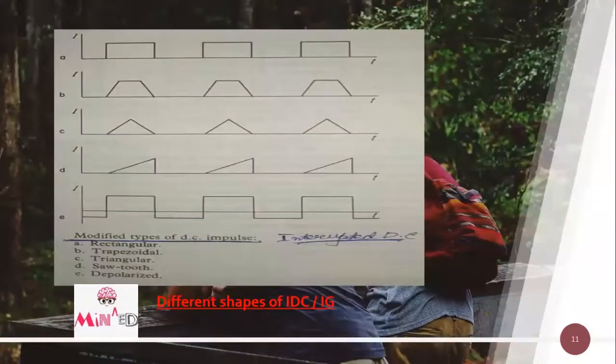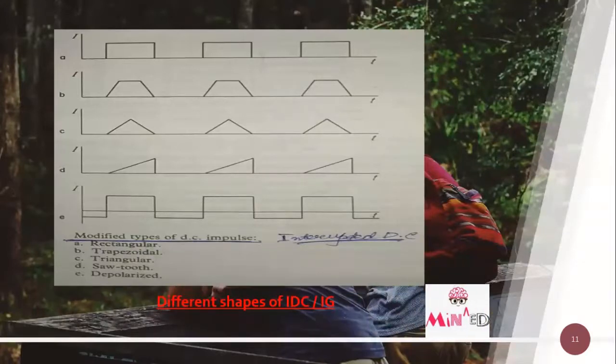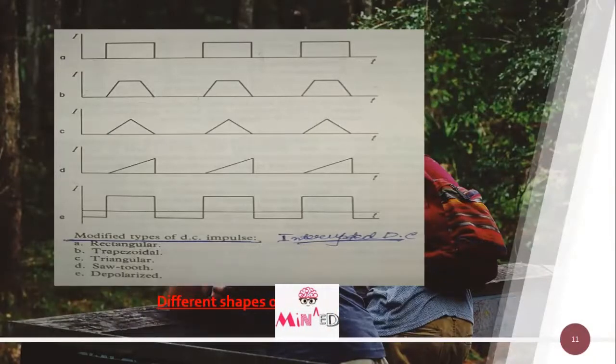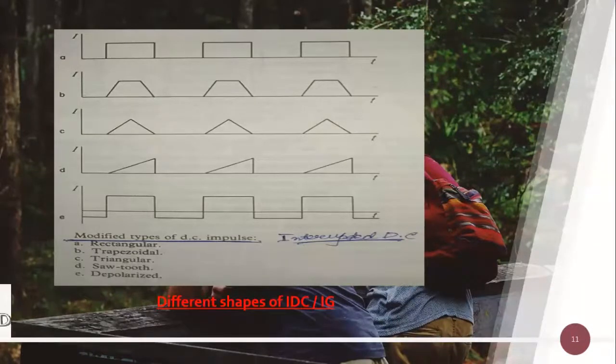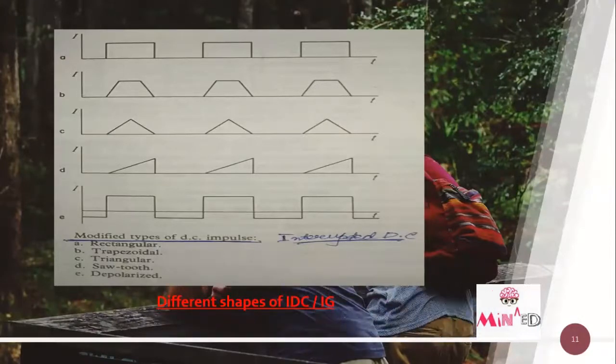This is the type of DC currents. There are various types of DC current. One type is rectangular, that goes up straight, stays for a time, and comes downwards. One is the trapezoidal type, that increases like a ramp, stays for a time, and decreases like a ramp.